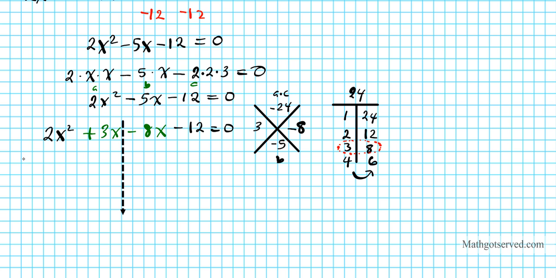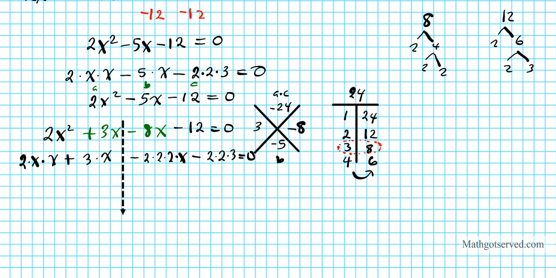So for the first one, we have 2 times x times x, plus 3 times x, and then minus 8 can be broken down into 2 times 2 times 2 times x, minus, and then 12 can be broken down into 2 times 2 times 3 equals 0. If you can't do this decomposition mentally, you can always use a factor tree. 2 goes here 4 times, 2 goes here 2. So you see 8 is 2 times 2 times 2. And 12, 2 goes here 6 times, 2 goes here 3 times. 2 times 2 times 3.